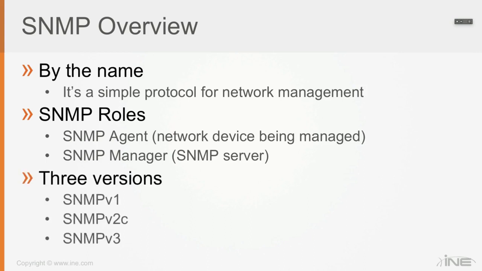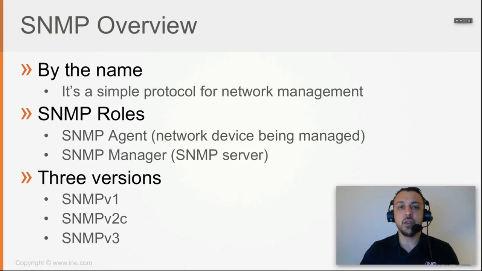SNMP has three versions: V1, V2C, and V3. Now, between V1 and V2C, there are a lot of functional differences. But between V2C and V3, it's mainly security-related differences and, of course, additional capabilities. But this class, being a security class, we're going to speak about the added security capabilities of V3 as opposed to V1 and V2C.